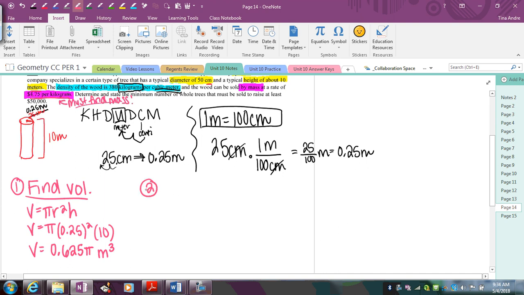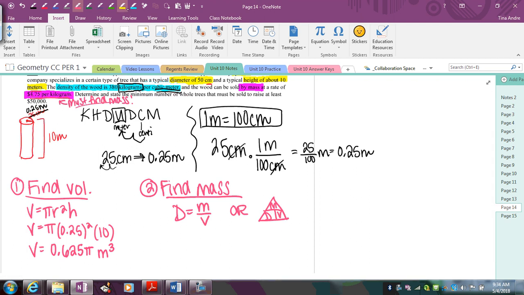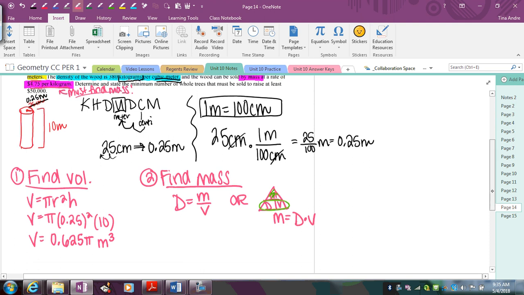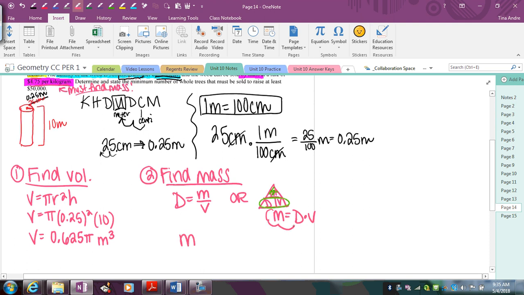Now that I know the volume, I can find the mass. Density equals mass over volume, or you can think of it as the triangle we talked about. So we're trying to find the mass. You cover up the mass, and mass is equal to density times volume, or you plug into this and cross multiply, either way. I'm going to just use this formula here. So mass equals density times volume.